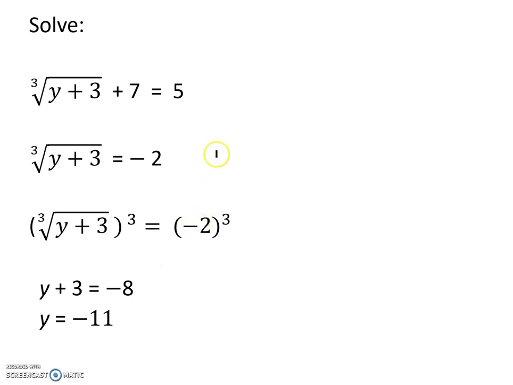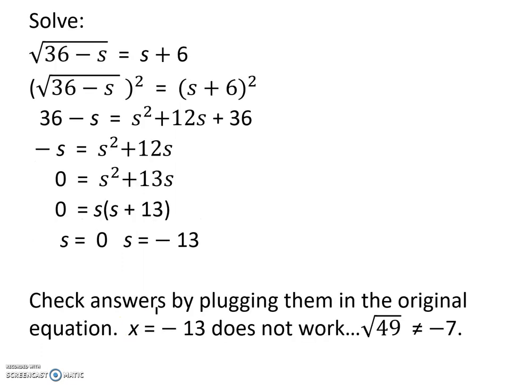Our next example is the cube root of y plus 3, plus 7, equals 5. Well, we subtract the 7 from both sides, and we end up with the cube root of y plus 3 equaling negative 2. So we cube both sides, and we end up getting y plus 3 equals negative 8. Subtracting 3 from both sides, we find y is negative 11.